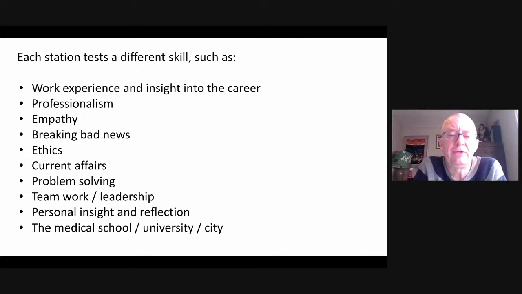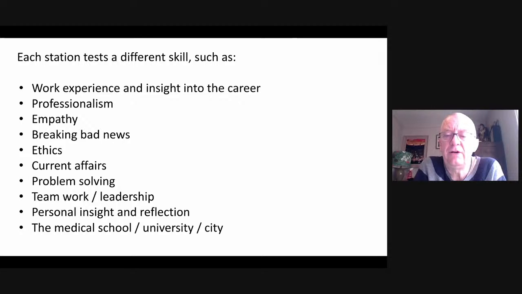Last one at the bottom, the medical school, the university, the city. If you get an offer of an interview, straight onto the website, find out everything you can about the medical school. How do they go about things, whether it's the method of teaching and learning, how do they do dissections or prosections, how is their course structured, how is the learning structured, everything you can find out about it.